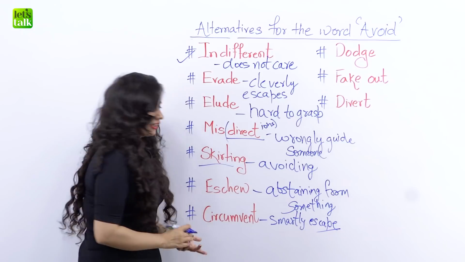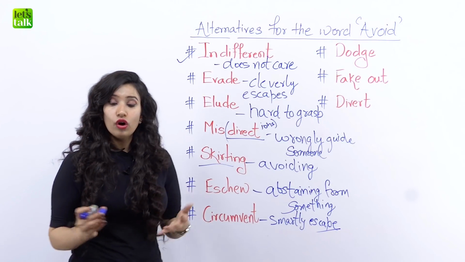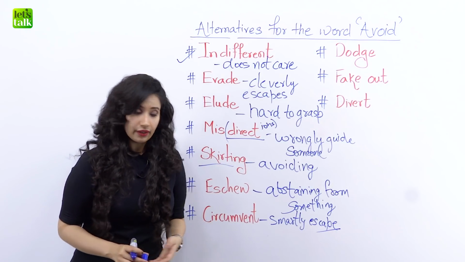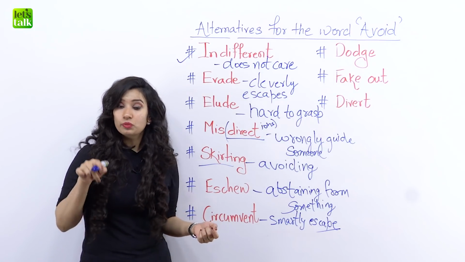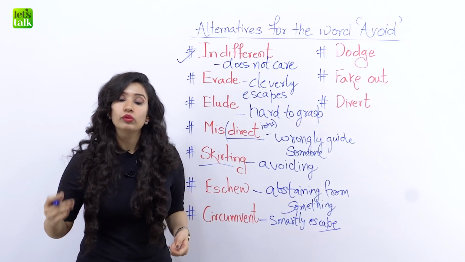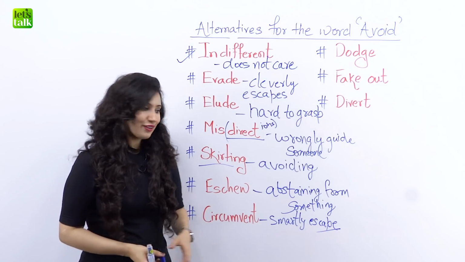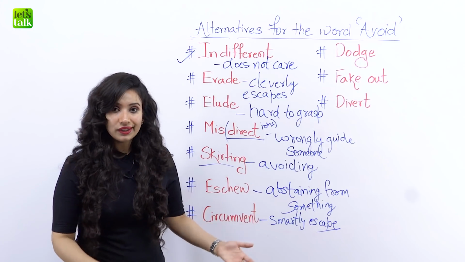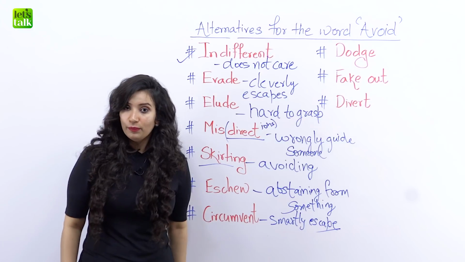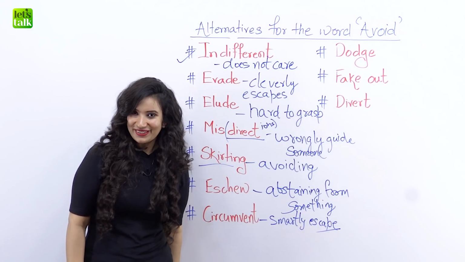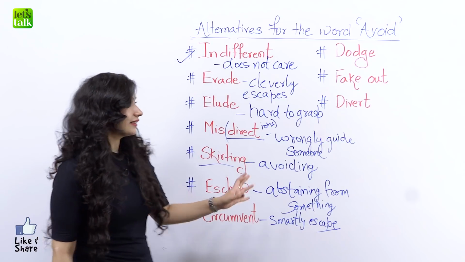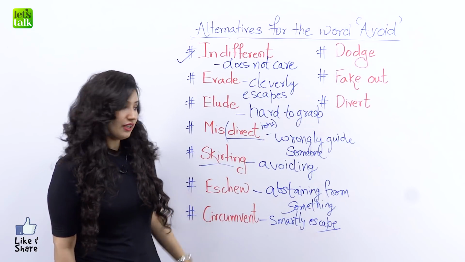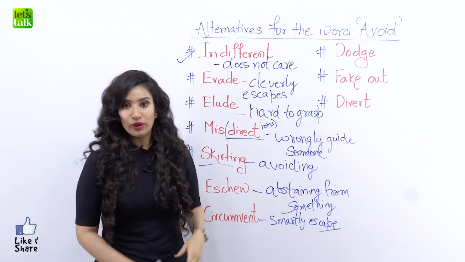So circumvent is usually used in work situations where you're working. So you could say that if we don't circumvent this problem, we will not be able to find a solution. So basically it means to smartly, carefully escape a problem by finding solutions. Wonderful. Now with this, let's go forward and look at some more verbs which could be used to replace avoid.